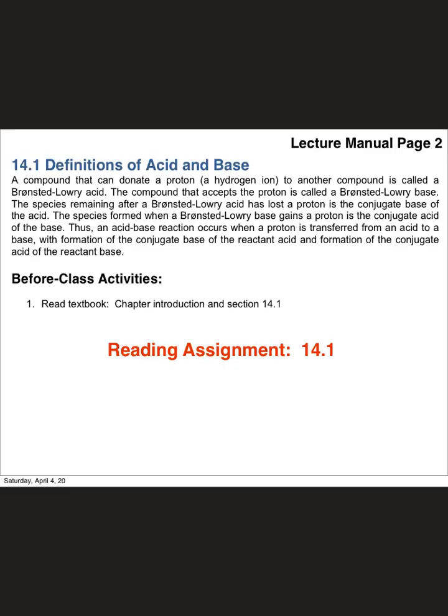Now, before we get into the chemistry of acid-base, let's take a look at the definition of acid-base first. You can find this in chapter 14.1. Please read the reading assignment in the OER textbook for more detail.